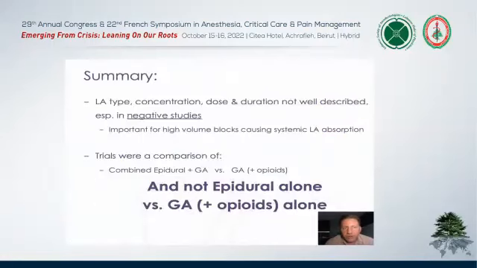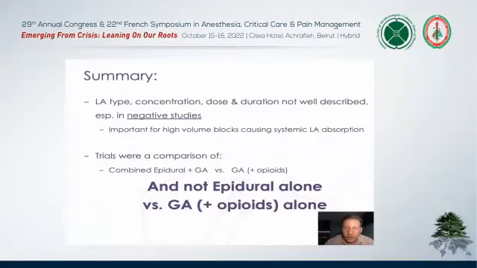So the summary really is that a lot of the negative studies out there did not describe the local anesthetic type, concentration or dose that was used. And this is really important because we know that high volume blocks cause systemic local anesthetic absorption, which actually might have an effect on cancer progression. And the trials again were a comparison of combined epidurals and GAs versus a GA, and not really epidurals alone versus GAs alone.